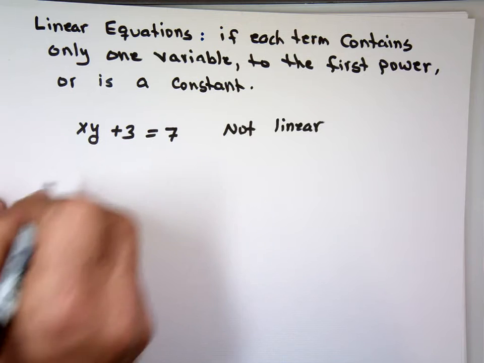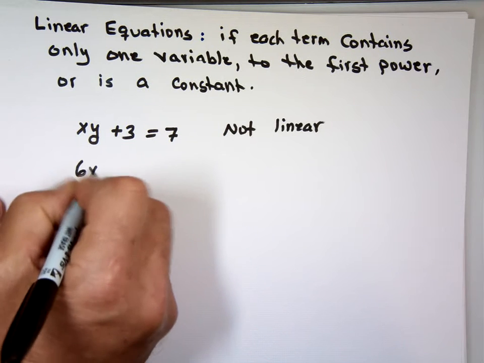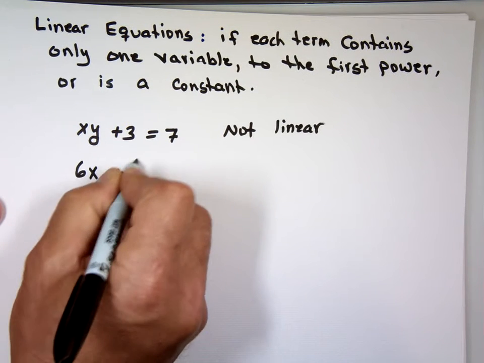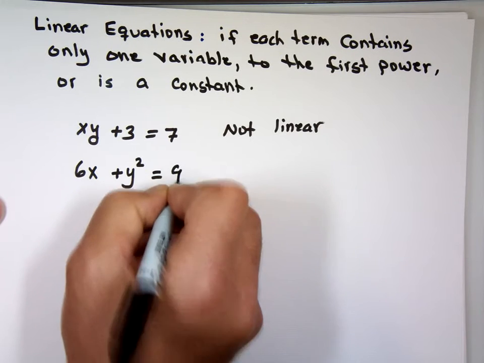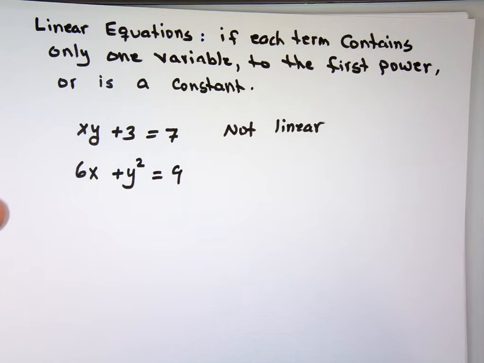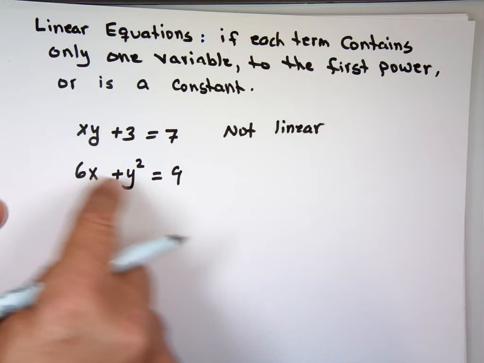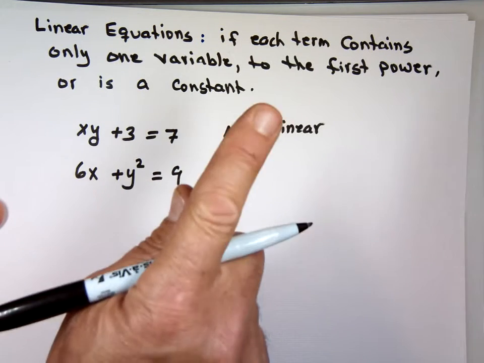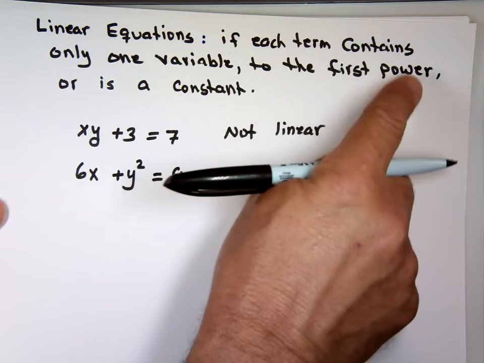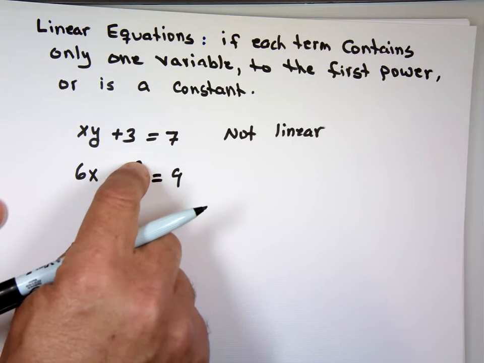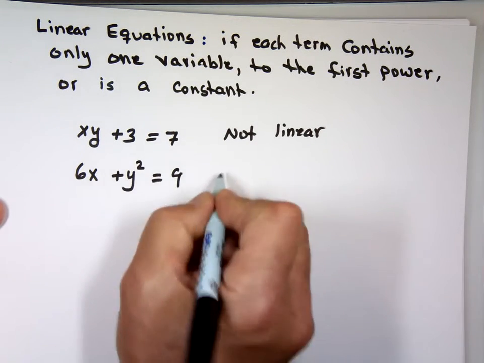Okay, let's try this one. 6x plus y squared equals 9. Is that a linear equation? If each term contains only one variable, yep, each one has one variable, but wait a minute, to the first power. Is this variable raised to the first power? Not linear.